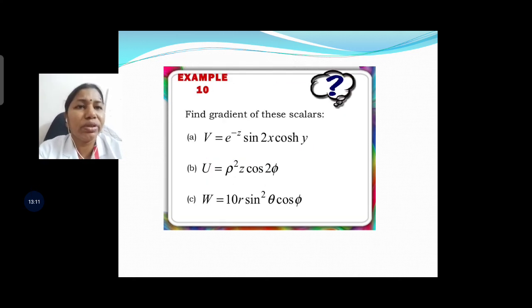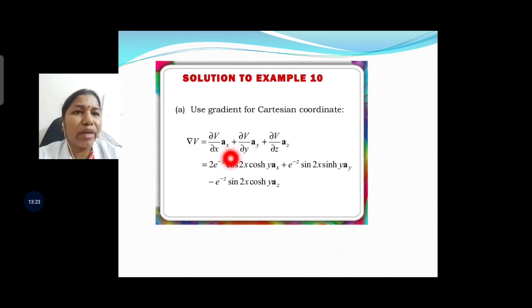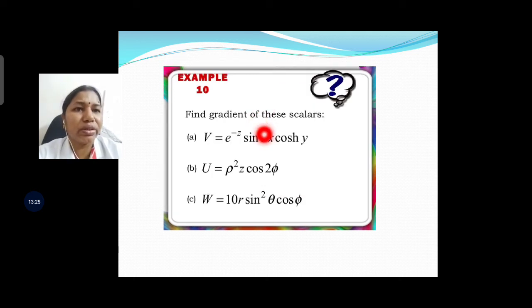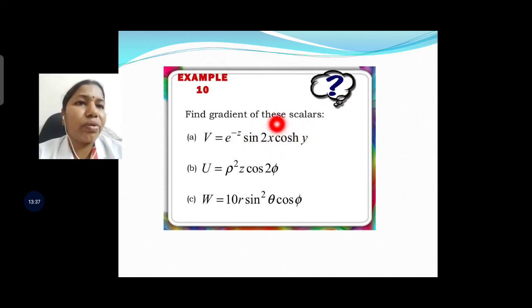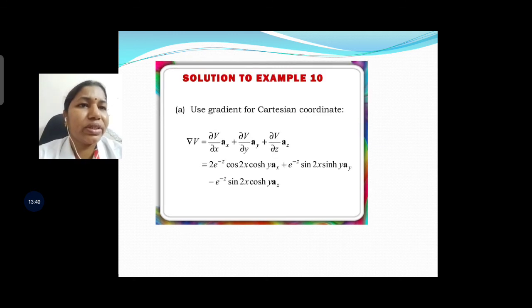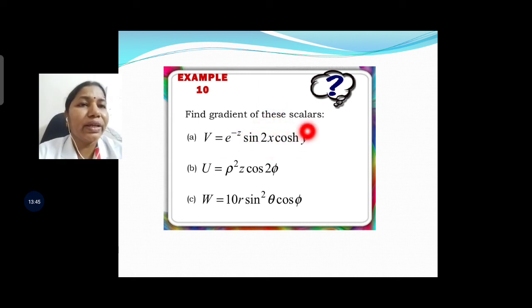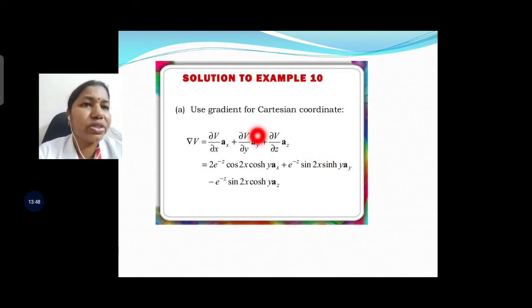V is equal to e power minus z sin 2x cosh y. So we can differentiate once with respect to x. So e power minus z and cosh y can be written here, remaining sin 2x. Sin 2x differentiated gives 2 cos 2x ax. The next step, we differentiate with respect to y. For y, e power minus z and sin 2x are written. We have to differentiate only cosh y, and the differentiation of cosh y is sinh y. So we have written it here.